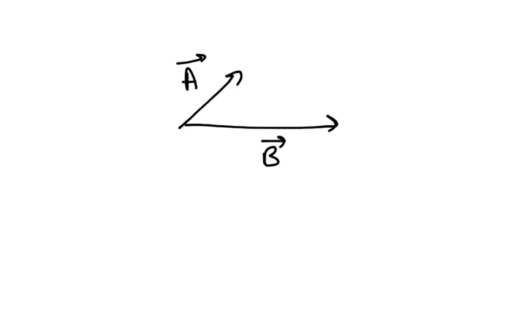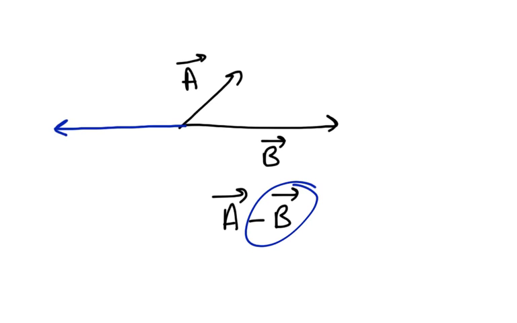Subtracting a vector is going to be a little bit different. Here's A and here's B, and say I want to do A minus B. We first do negative B, which means that you just make B have the same length but go in the opposite direction. And then your resultant would be here.